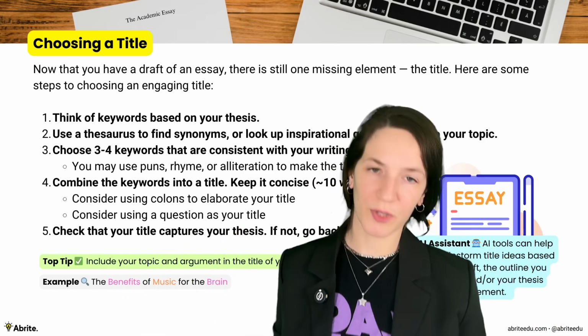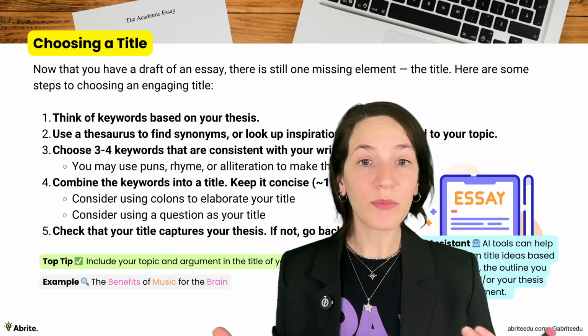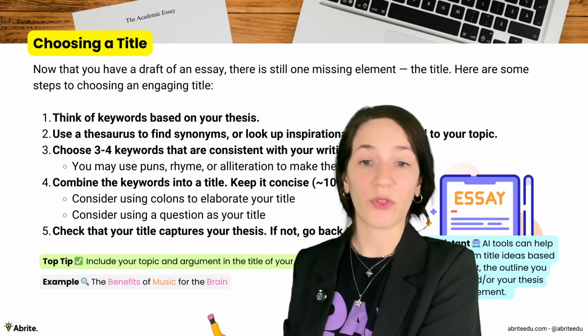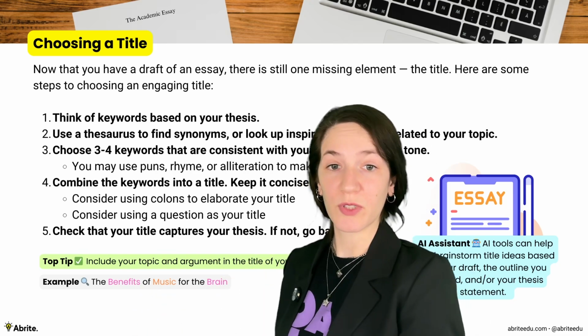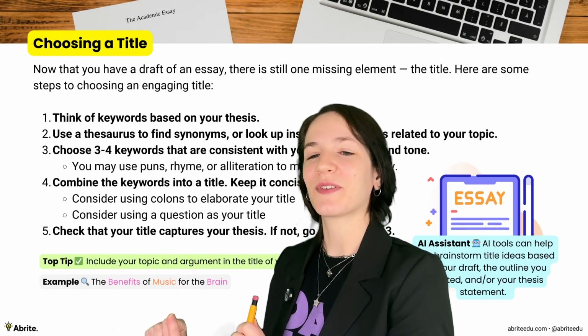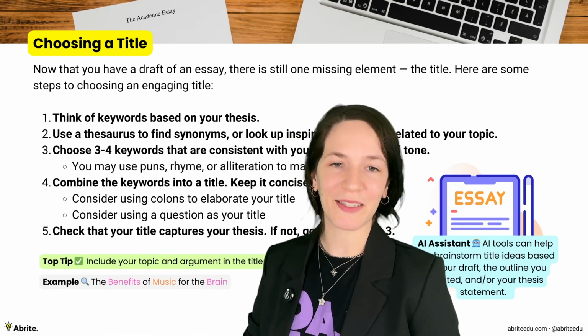Personally, I don't get super creative with my title, but I like it to be simple and straightforward. So for me, I might say something like the benefits of music for the brain. Here I have my topic, which is music, and my argument, which is that it benefits the brain. And I included alliteration for benefits and brain just to make it a little more catchy.